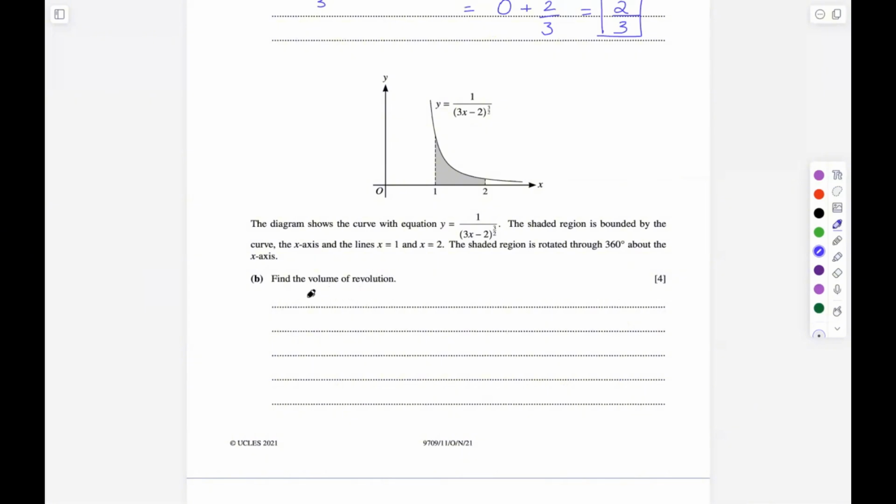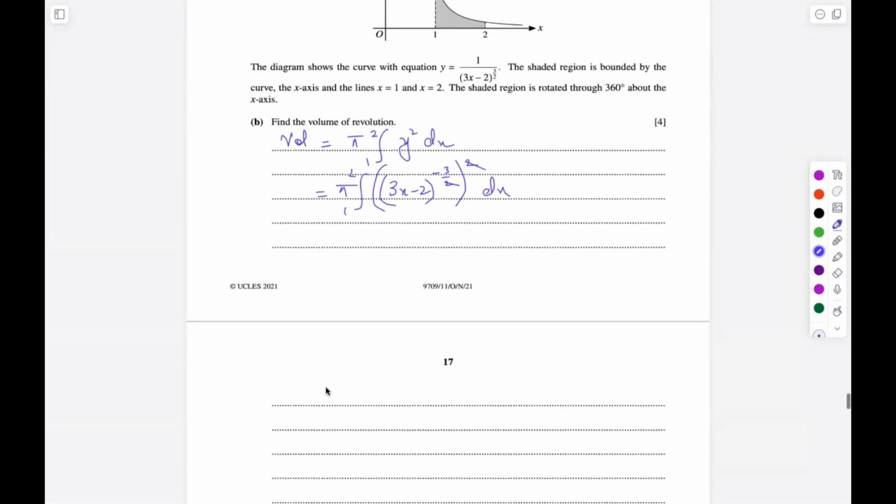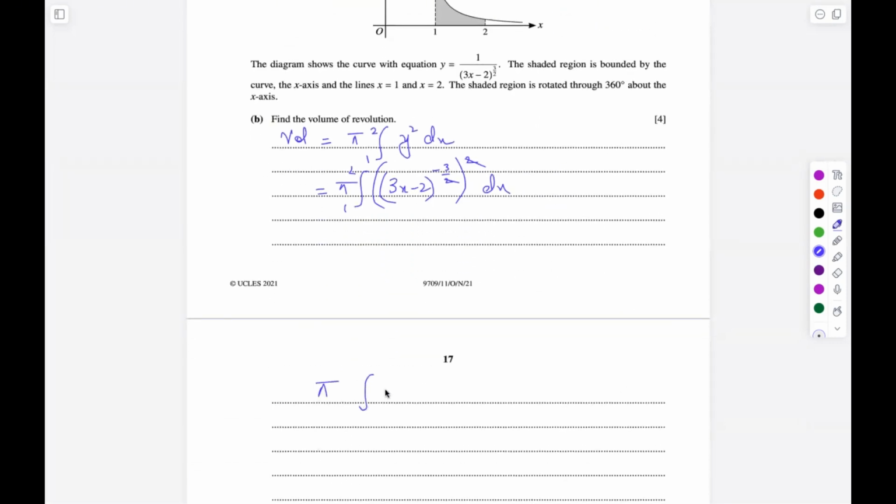Now, to find the volume, the formula is given by pi into y squared dx, and the limits, in this case, will be 2 and 1. Now, in the first step, we'll write it as (3x minus 2) to the power minus 3 upon 2, and we'll whole square the expression before integrating. So whole squaring the expression, that's 2 and 2 will cancel out. So the expression will be pi into (3x minus 2) to the power minus 3 with the limits 2 and 1.